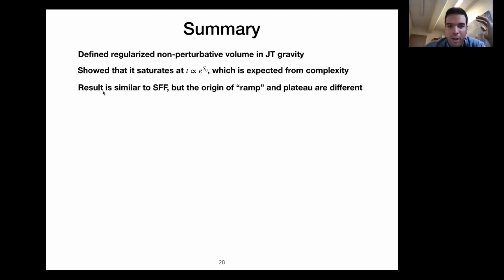Okay, so the result you find is very similar to the spectral form factor, but the origin of the ramp and the plateau are different. They both come from universal cancellations in random matrix theory, but they are not the same cancellation.